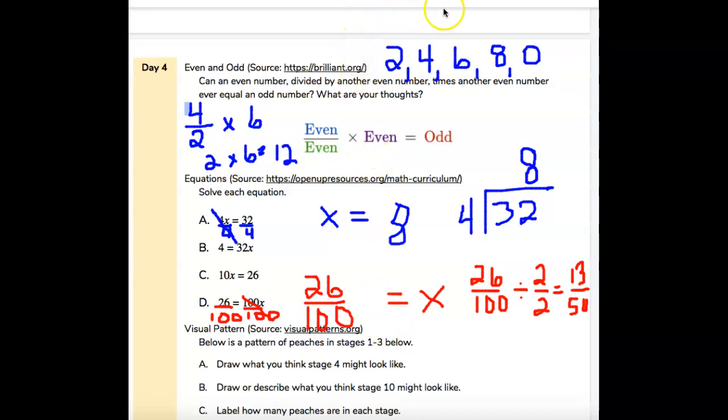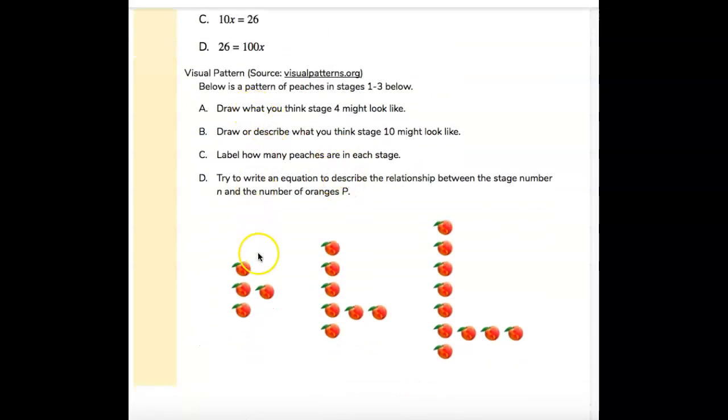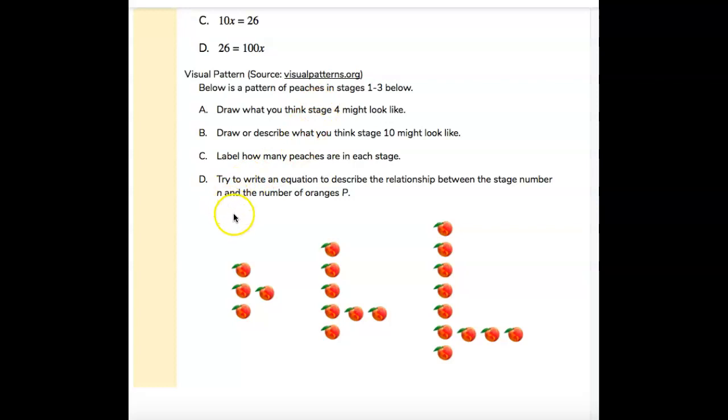All right, let's move on to this visual pattern. It says, here's some peaches. Below is a pattern of peaches in stage 1 to 3. So this is stage 1, stage 2, stage 3. And they want you to say what stage 4 will look like. What we've done here is there's 3 here in stage 1 and 1 over here across from the middle one. So this essentially is stage 1 right here.